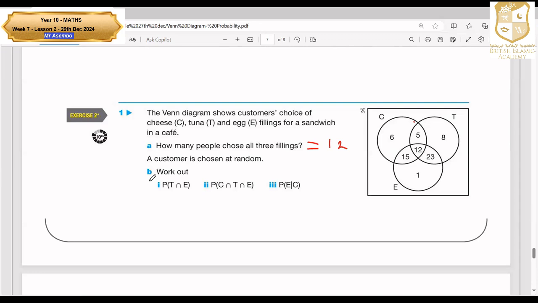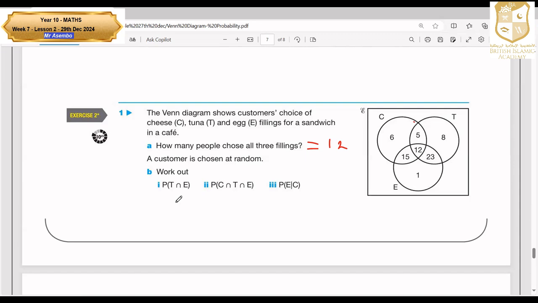Part B says, work out now the probability of T intersection E. Now, remember, we first need to get the sample space. We first need to get the sample space inside this one.